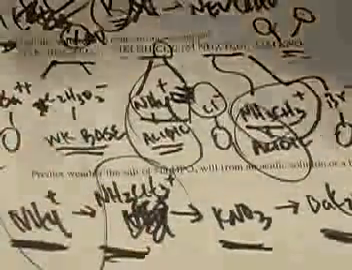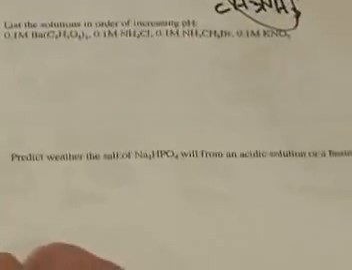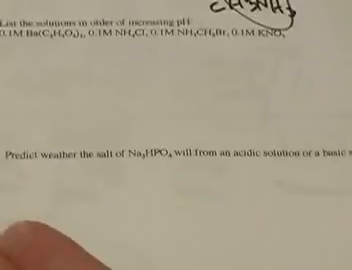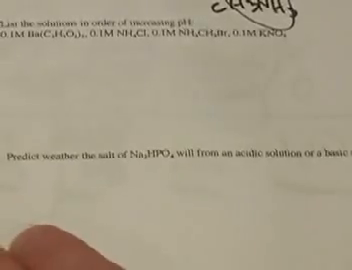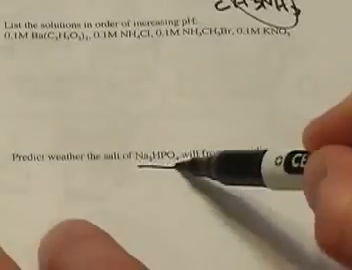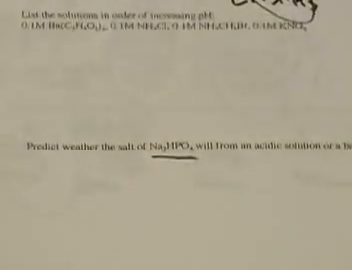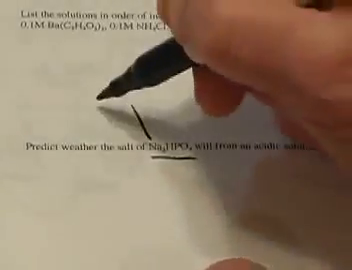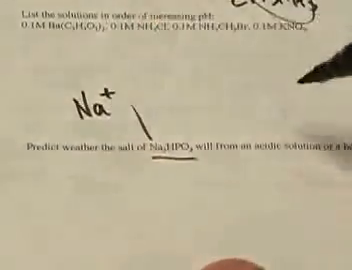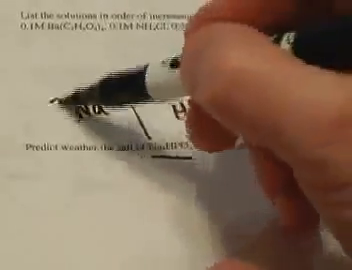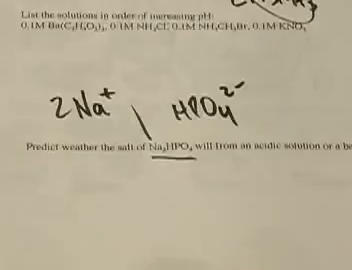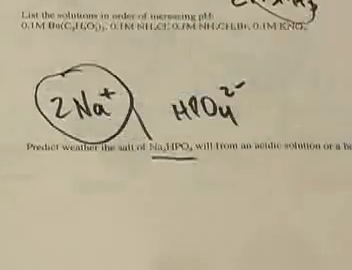Last question of this video cast is to predict whether the salt of Na2HPO4 will form an acidic solution or a basic solution upon dissolving in water. So here's another salt question, just like what we did before. And you have to break the salt up into its two ions. The two ions it breaks apart to are Na plus and HPO4 2 minus. There'll actually be two of these. And you have to ask the question, where did they come from?